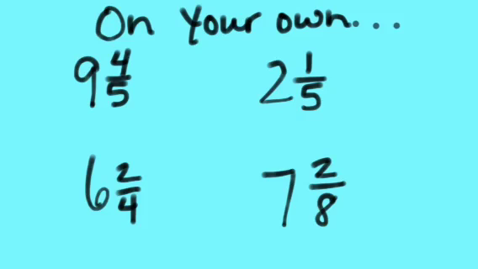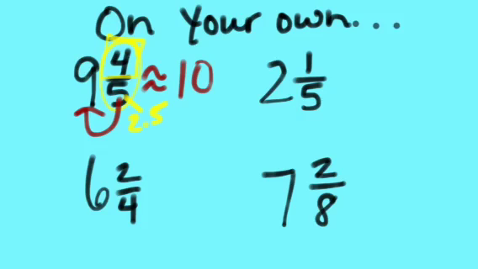All right, welcome back. So hopefully you paused it. You solved all 4 of these problems together. So looking at my first fractional piece, 4/5. Half of 5, we've mentioned it before, is 2.5. My numerator is 4. That's more. So this fractional piece will round that 9 to a 10. My answer is 10.